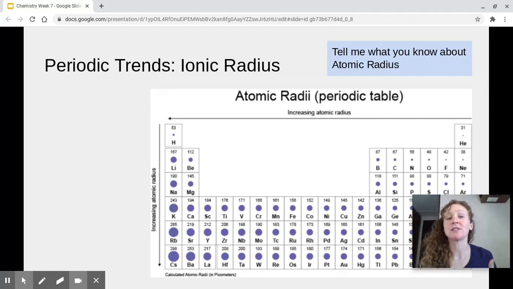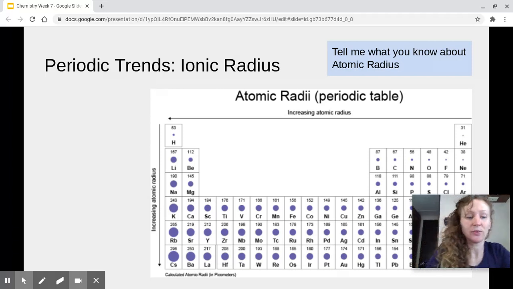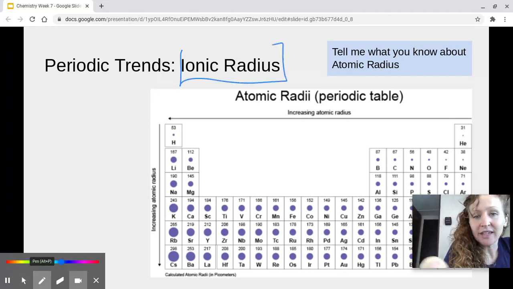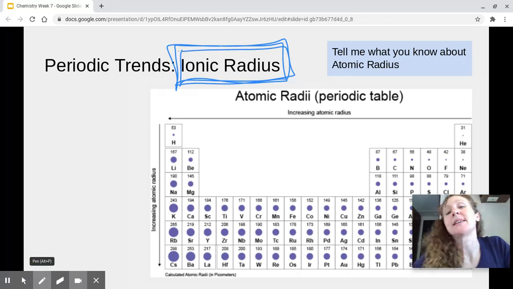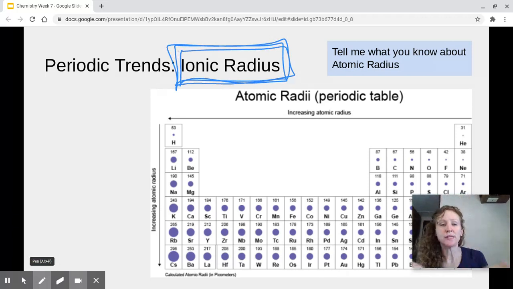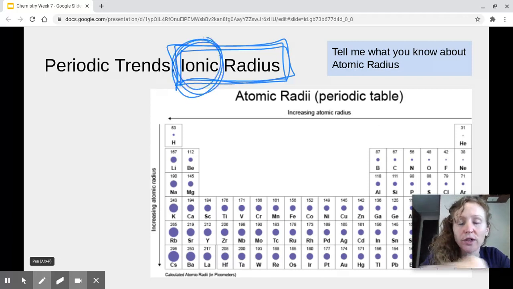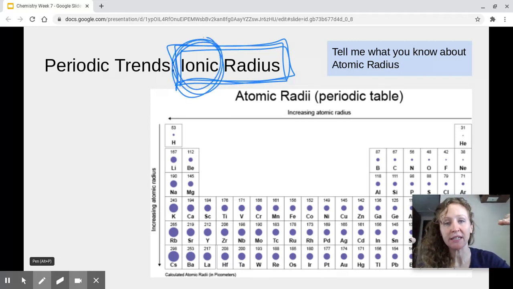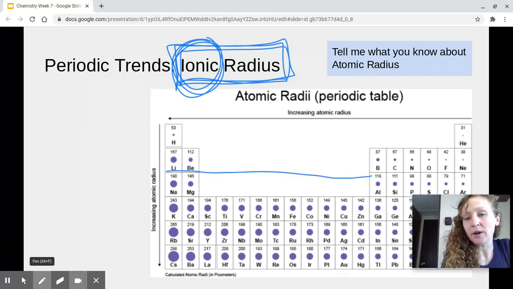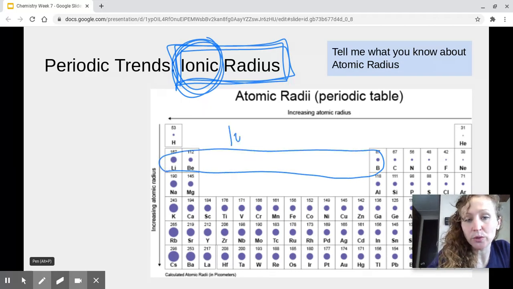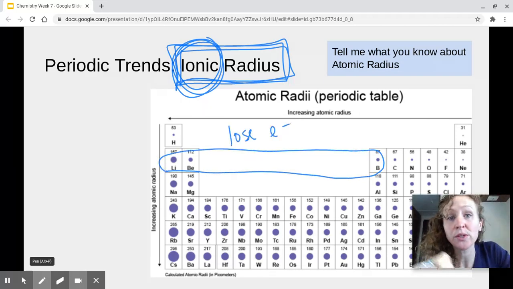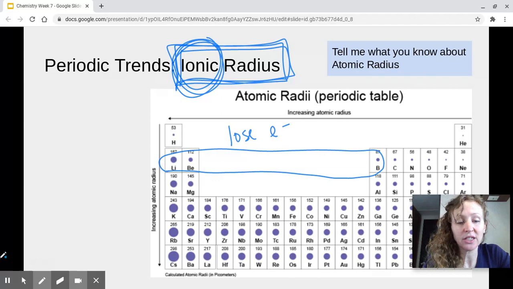Now what we want to talk about today is the ionic radius. And the ionic radius is very similar to the atomic radius. It kind of uses the trend of the atomic radius with a catch. And so let's look at what that catch is. The catch is how ions are formed. If we look across a period, ions are not formed the same way across the period. Lithium, beryllium, and boron, for example, are going to lose an electron. And not only do they lose an electron, they lose an entire energy level. Let's look at that real fast.